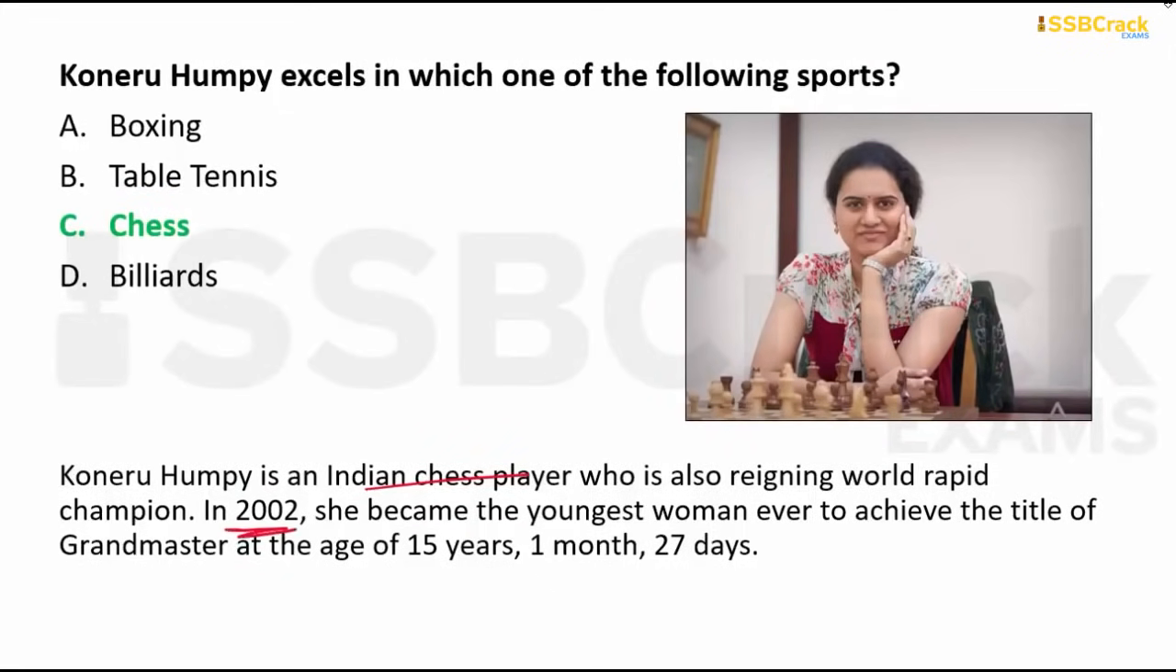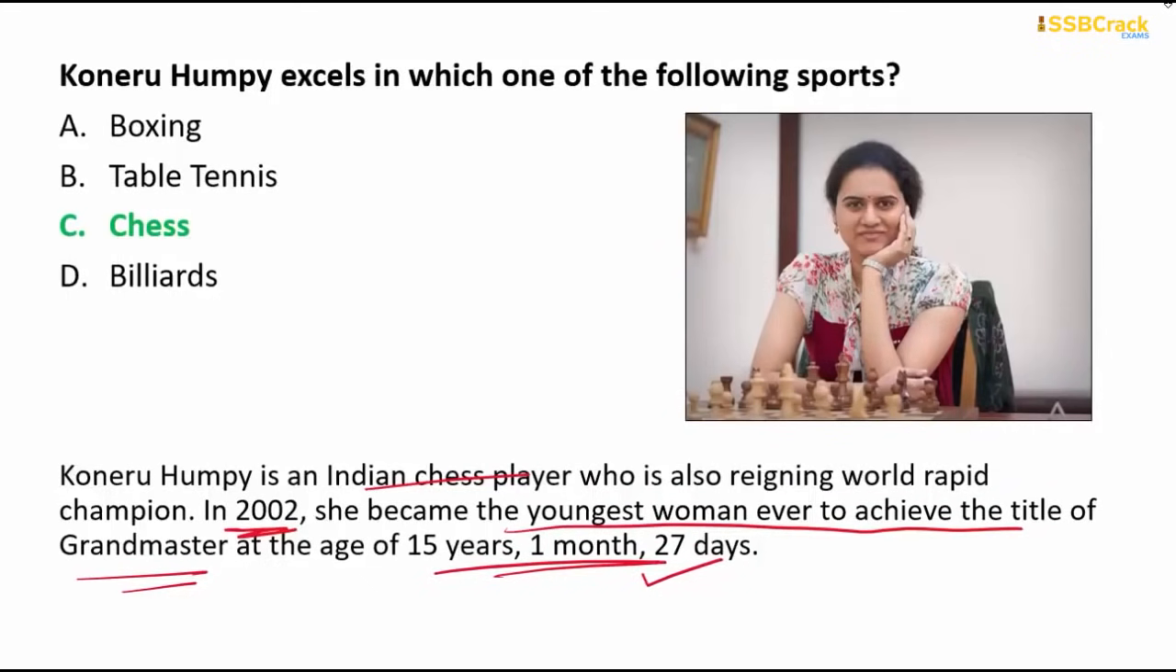In the year 2002, she became the youngest woman ever to achieve the title of Grandmaster, at the age of 15 years, 1 month, 27 days. So she became the youngest woman ever to achieve the title of Grandmaster in chess at the age of 15 years, 1 month, 27 days, and she is an Indian chess player. Remember, she is Koneru Hampi.